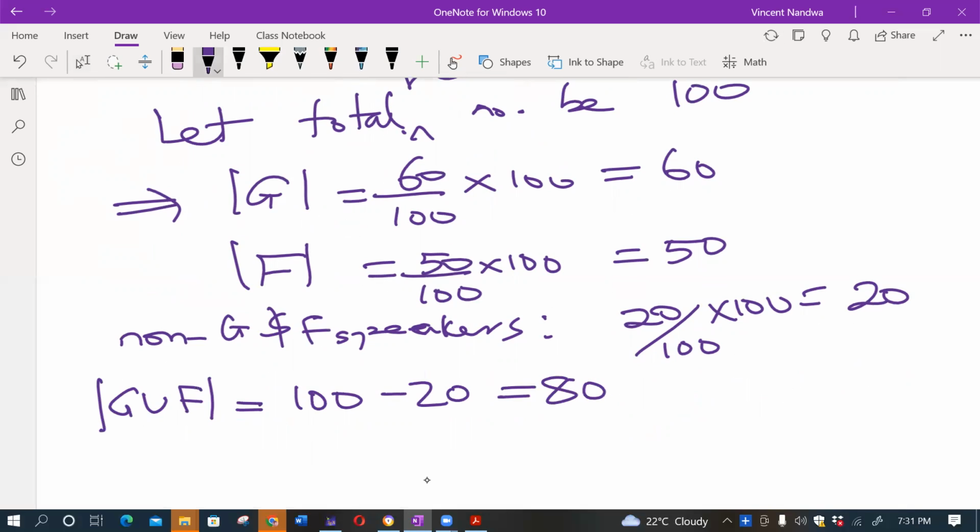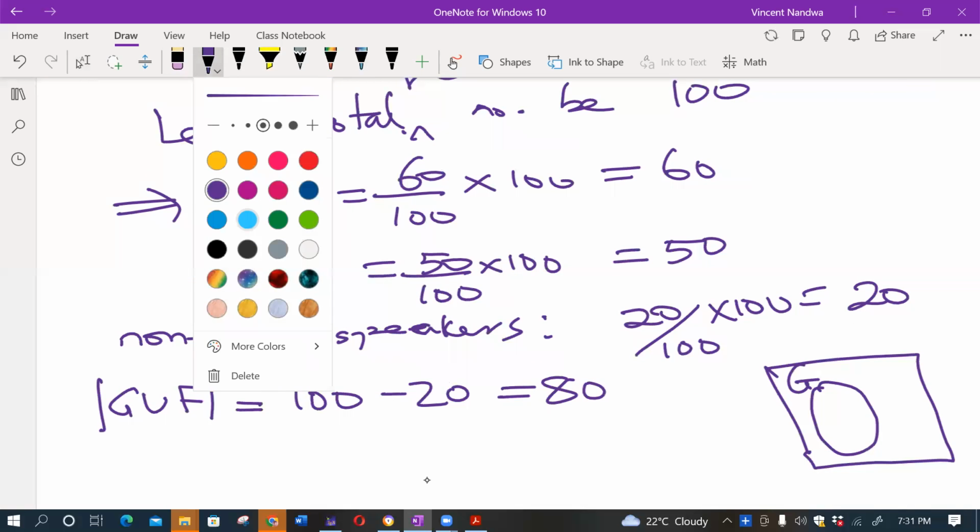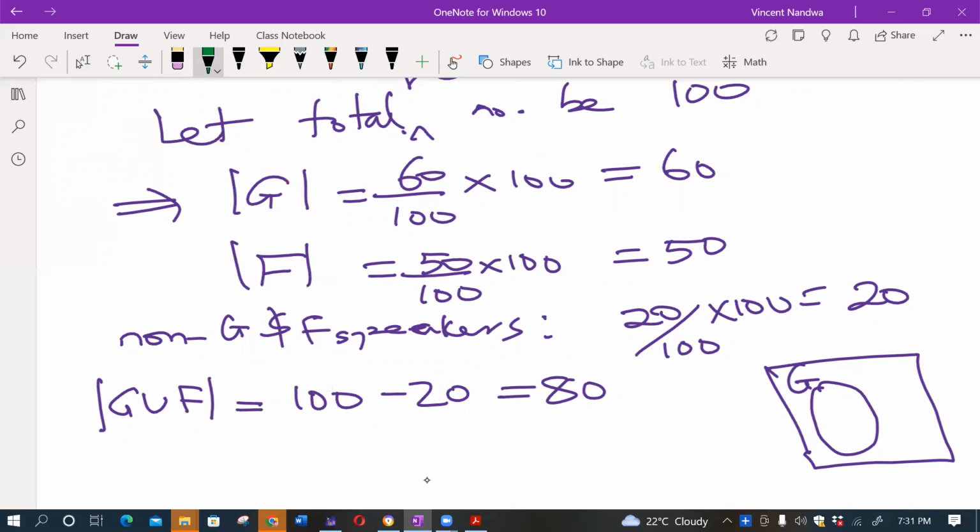Because if you were to draw a Venn diagram, you'll have set G, and then you'll have set F. So if the regions are A, B, C, D, those who can't speak any of the two languages will be outside the circles. So this value of D is what we have as 20. And the union will be A plus B plus C, which gives us 80, so that when we sum up, we get 100.